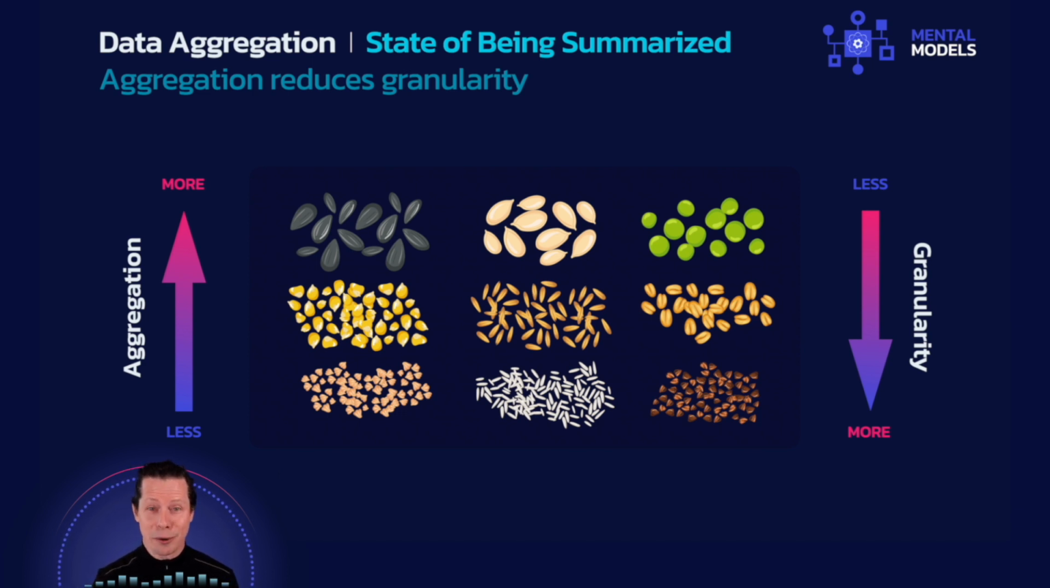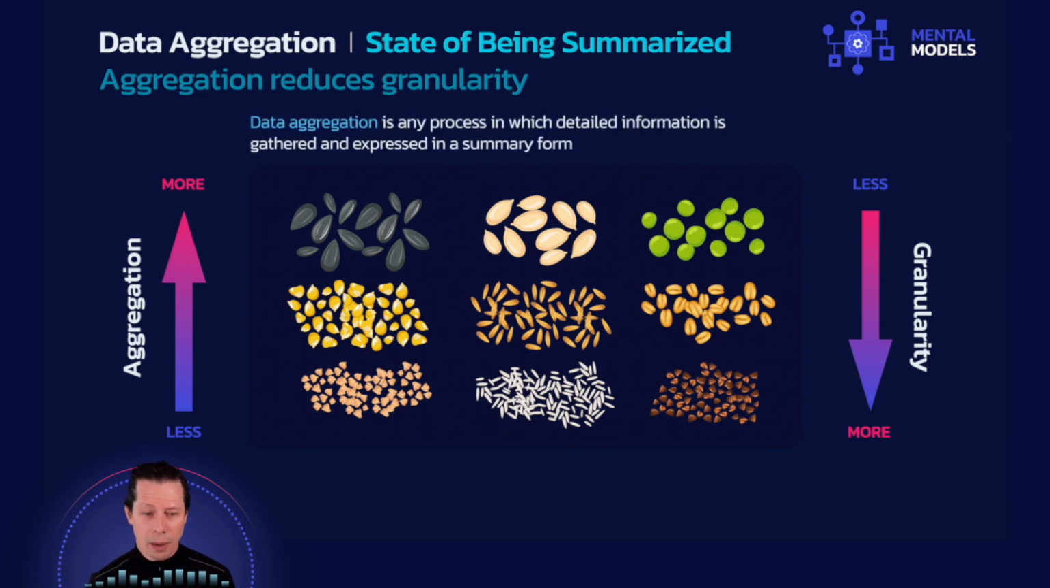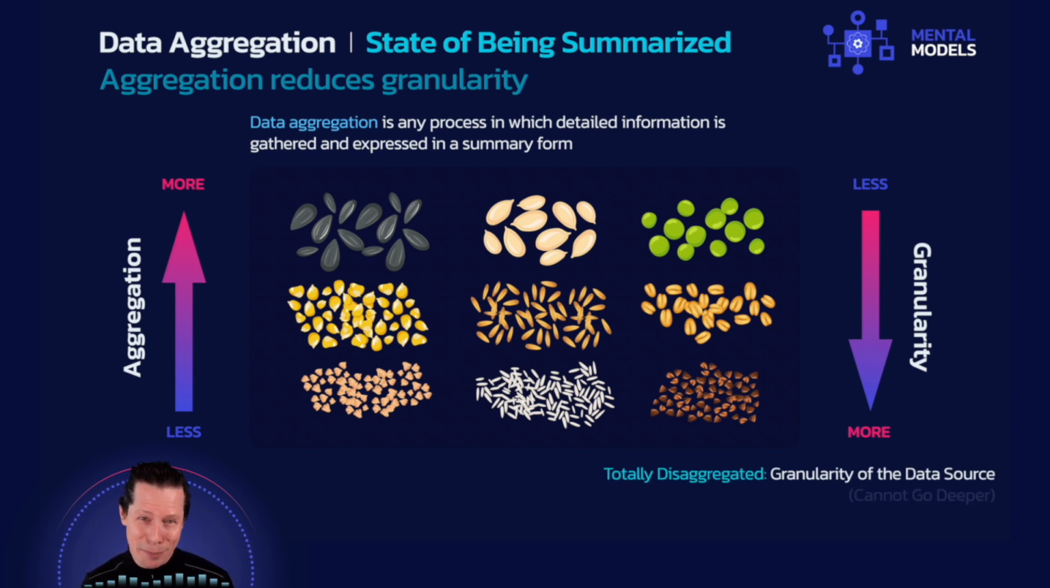This particular diagram, we're going to come back to it in the future when we look at what's going on with level of detail expressions in Tableau. But just to cap it up here, data aggregation is really just any process in which detailed information is gathered together and expressed in a summary format. And the main thing to take away from this diagram is that down in the bottom right, when you're more granular, eventually you're going to get to the bottom. You're going to get to the grain of the original data set.